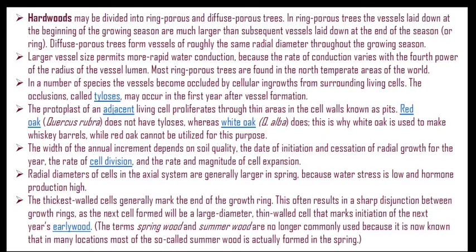This often results in a sharp disjunction between growth rings, and the next cell formed will be a large diameter, thin walled cell that marks the initiation of the next year's early wood. This means large diameter cells are developed at the end of the first season, while the small diameter cells are developed in early wood.